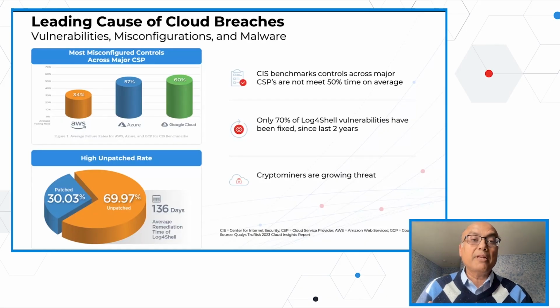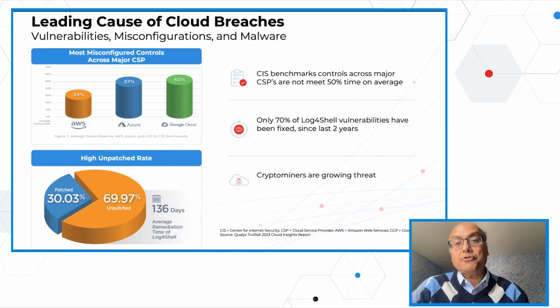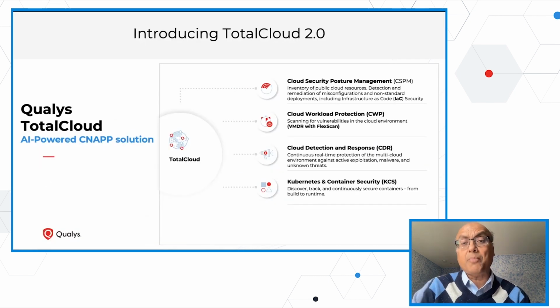What we're seeing is that malware, which really wasn't that prevalent in the public cloud, is becoming more and more common. Now, given this threat landscape where you have vulnerabilities, misconfigurations, and malware, clearly there's a need for a solution to put it all together and help you both find the risks in the public cloud and help you mitigate them. So we introduced Total Cloud at the end of 2022, Total Cloud 1.0, and we had the following four features as part of it. We had cloud security posture management, cloud workload protection, CDR, which is cloud detection and response, and Kubernetes and container security, or KCS.